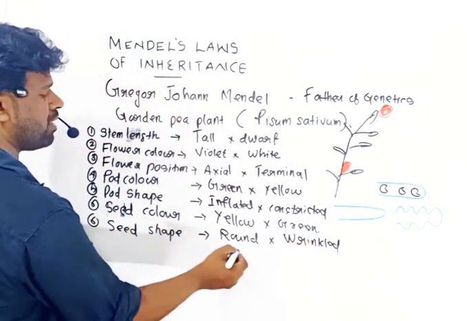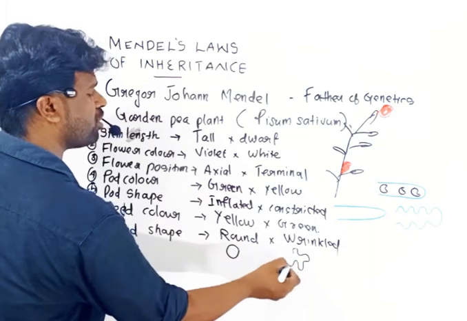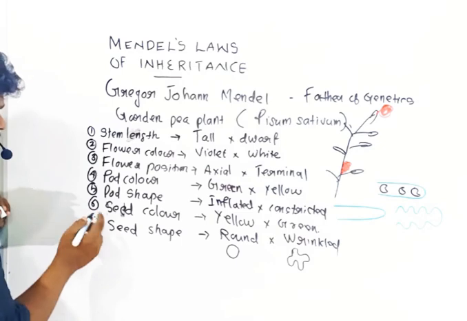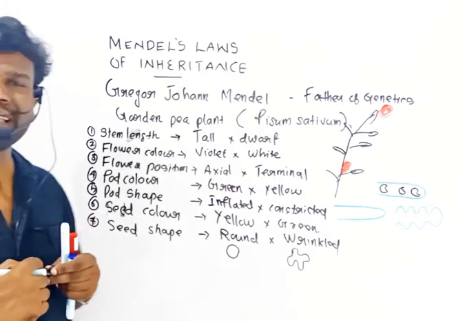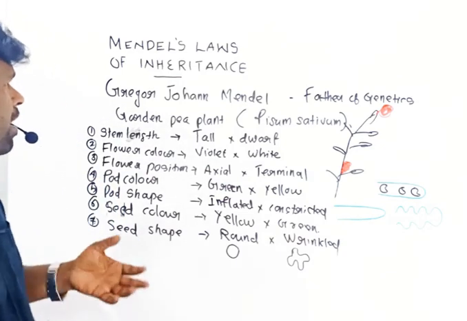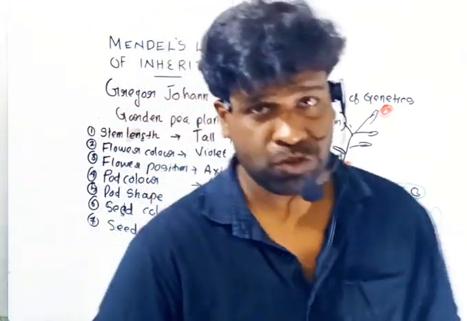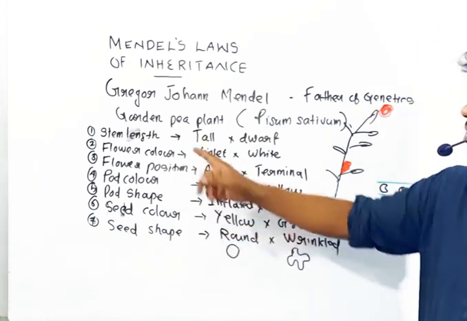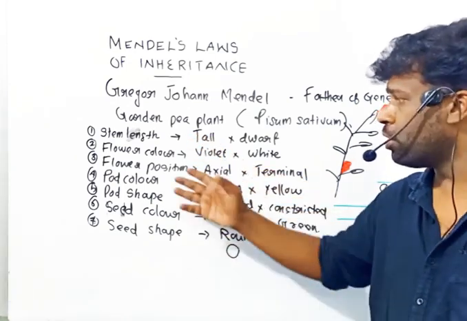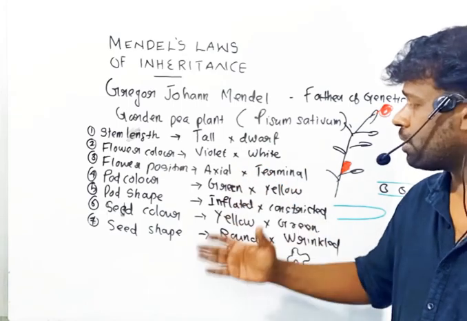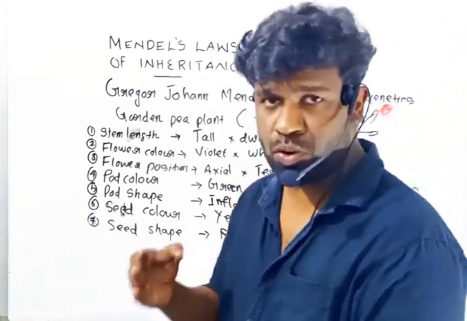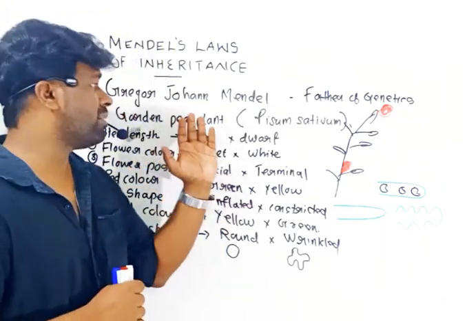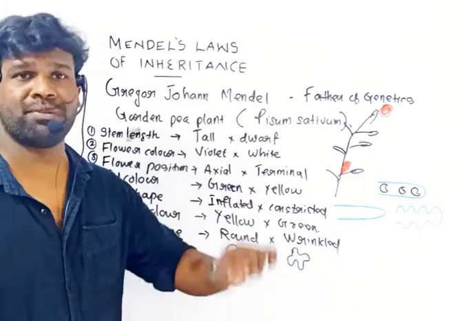In some plants seeds are round, while others are wrinkled in shape. So there is a difference in seed shape too. These are the seven contrasting characters studied by Gregor Johann Mendel in the garden pea plant, Pisum sativum: stem length, flower color, flower position, pod color, pod shape, seed shape.